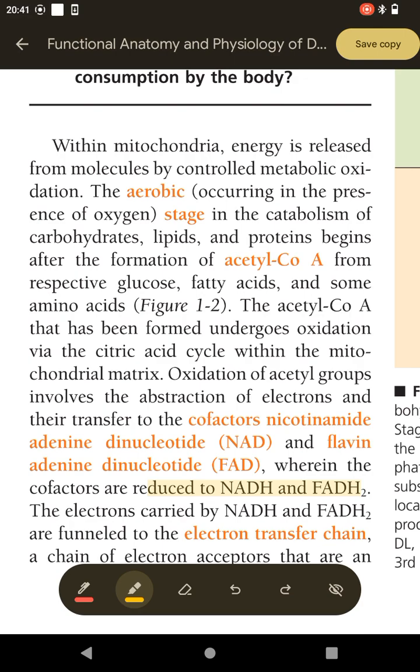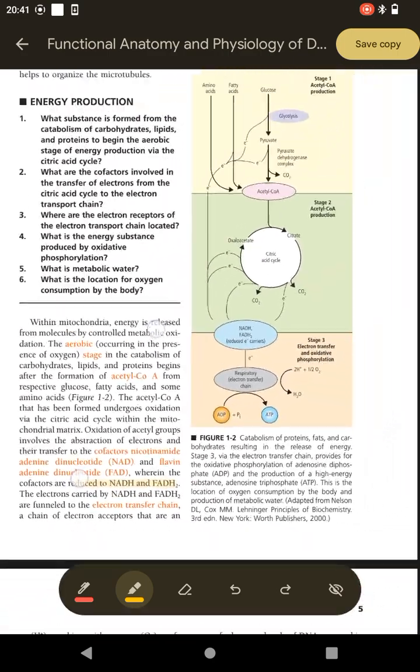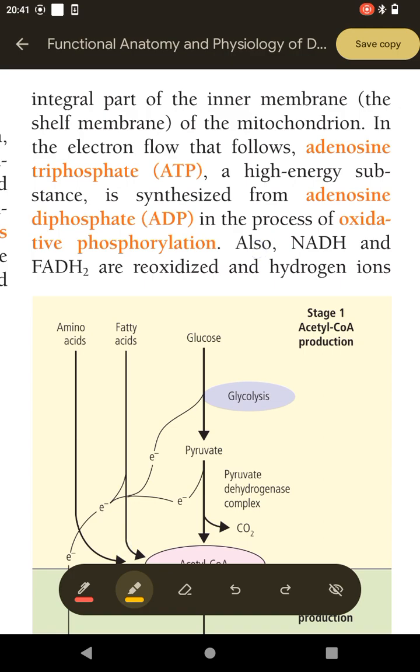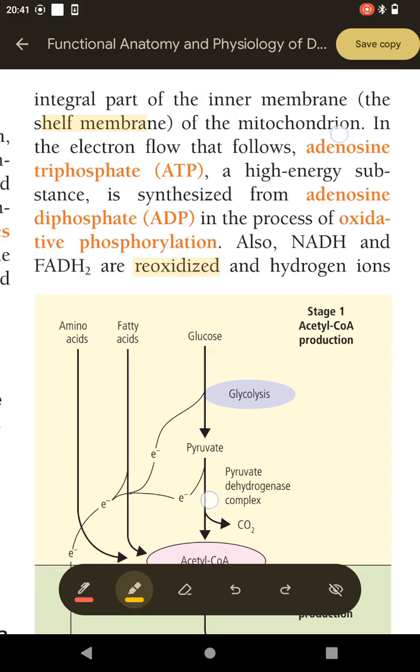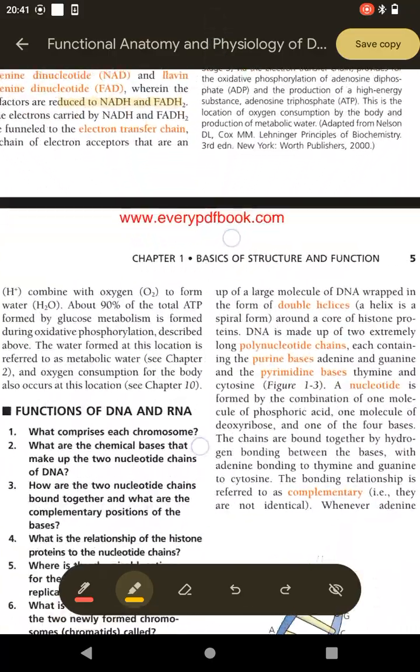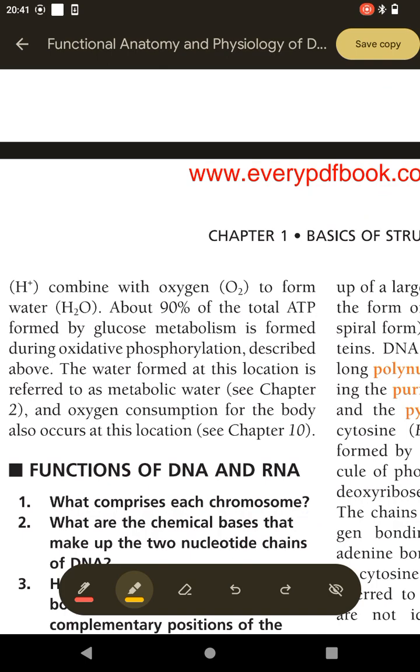The electrons carried by NADH and FADH2 are funneled to the electron transfer chain, a chain of electron acceptors that are an integral part of the inner membrane, the shelf membrane of the mitochondrion. In the electron flow that follows, ATP, that is adenosine triphosphate, a high energy substance, is synthesized from ADP, adenosine diphosphate. In the process of oxidative phosphorylation, NADH and FADH2 are also reoxidized and hydrogen ions combine with oxygen to form water.